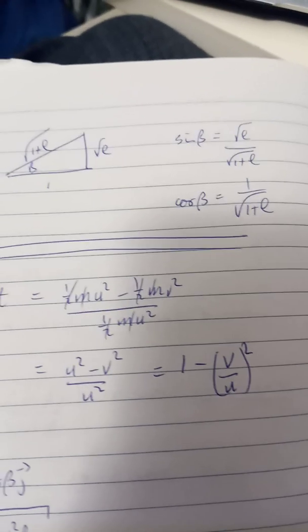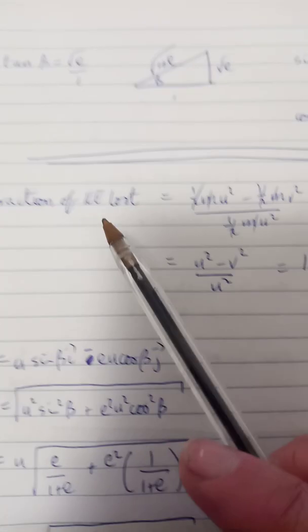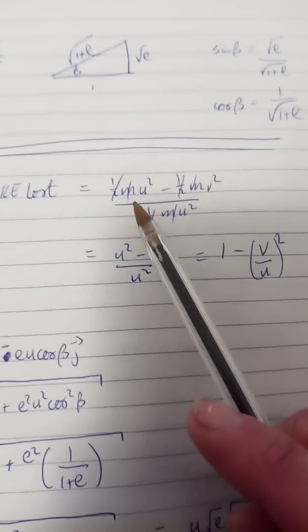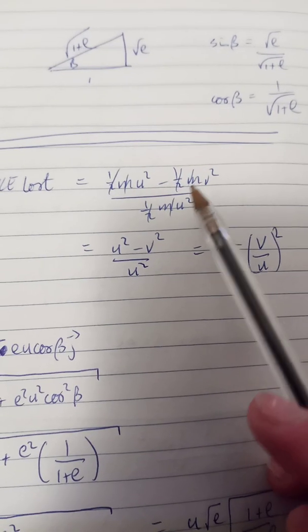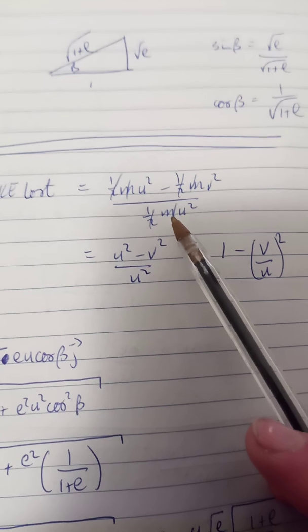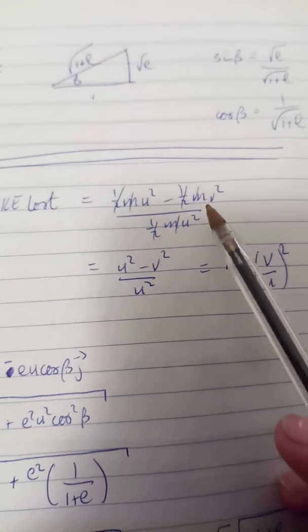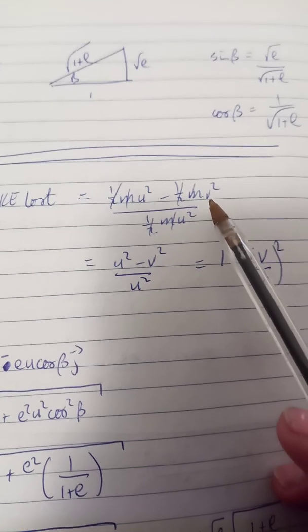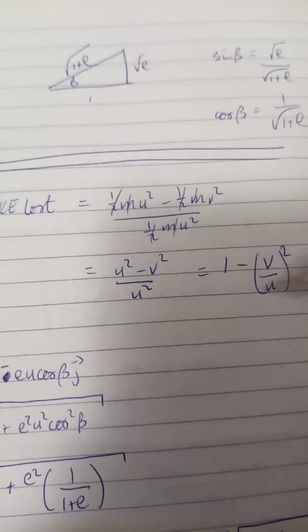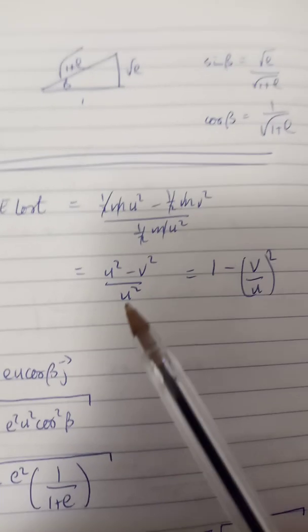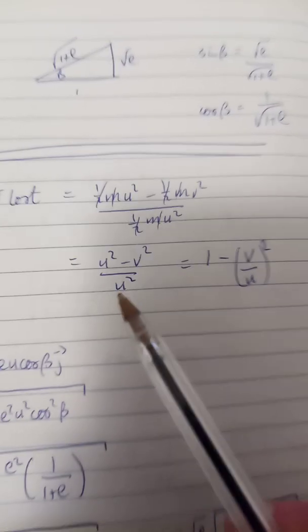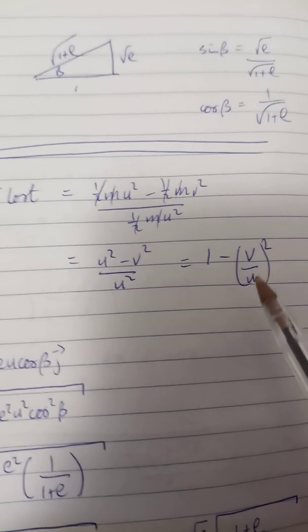And the reason for that is because of the fraction of kinetic energy lost formula, which is the kinetic energy before minus the kinetic energy after, divided by the kinetic energy before. The U and the V are the speeds, so they're the magnitude of the velocity vectors. Look, the half and the m's cancel, you can see that. And what I've done there is I've divided the U squared into the first and the second term to give me that form of it.